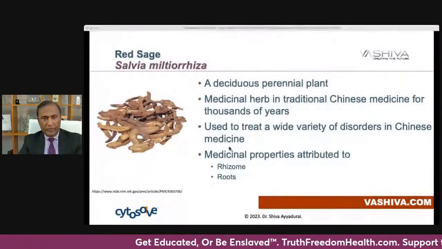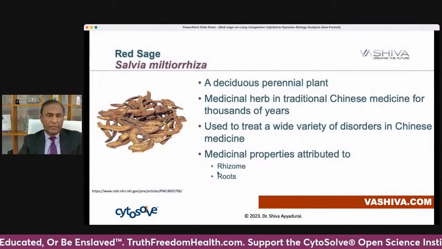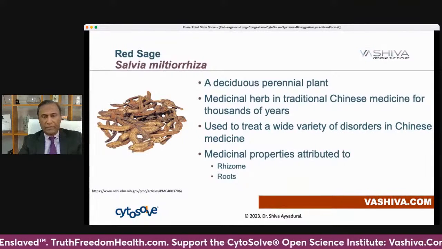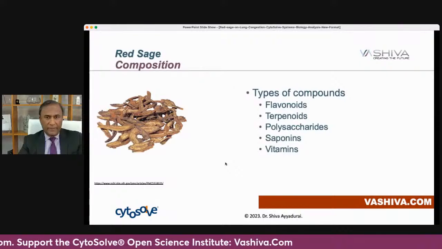Ginger is a rhizome, turmeric is a rhizome, and red sage has a rhizome, but it also has the root. So what you're seeing here is a picture of the rhizome and the root, and the medicinal properties come from the rhizome and roots. With different herbs, the medicinal properties sometimes come from the leaves, the stem, or the flower. Here we're looking at the rhizome and the roots.